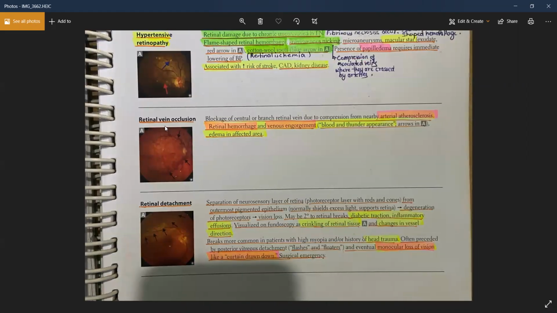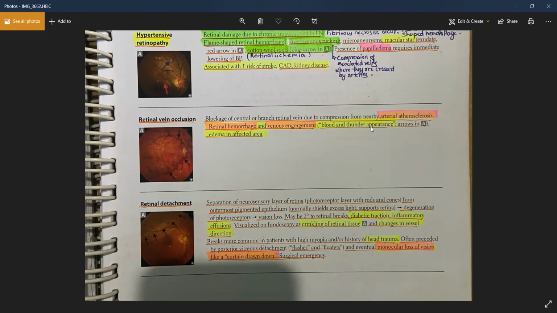Then you have the retinal vein occlusion, as the name suggests. In that case, you're having an occlusion of the vein, and as a result, the drainage of the vein from my retina will be decreased, completely inhibited, right? As a result, you're going to have an engorgement of all these vessels, all these veins. They will become very engorged, right? And that is exactly what you will see on the fundoscopy. You will have the venous engorgement, and that will appear as a blood and thunder appearance.